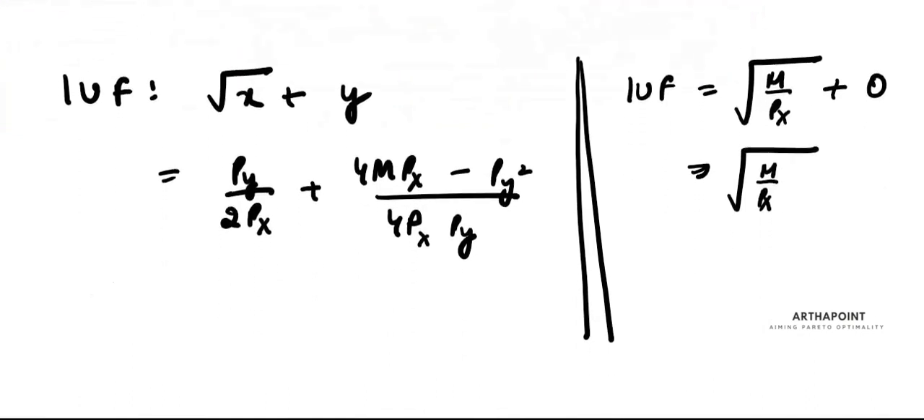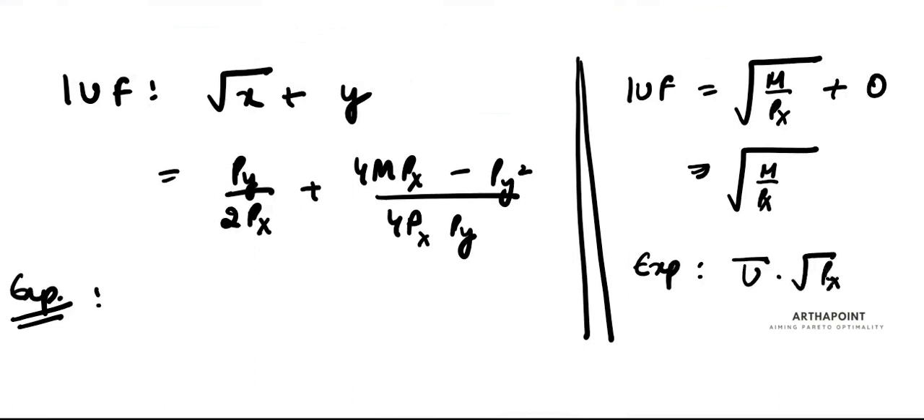You can solve for income from both the sides and get your expenditure function. So from here, you can find your expenditure function. And here your expenditure function will be u bar into root px whole square. This will be your value of income, right?